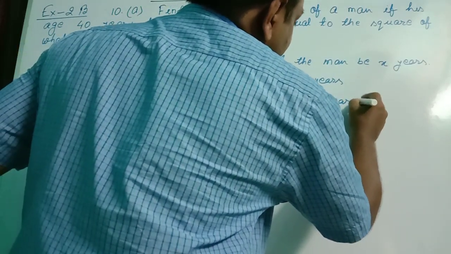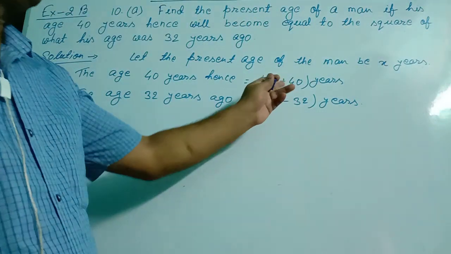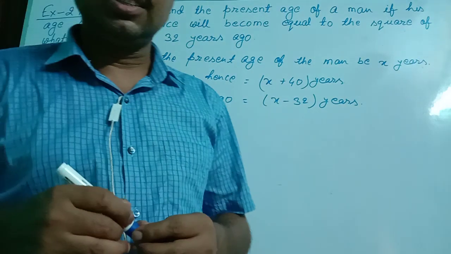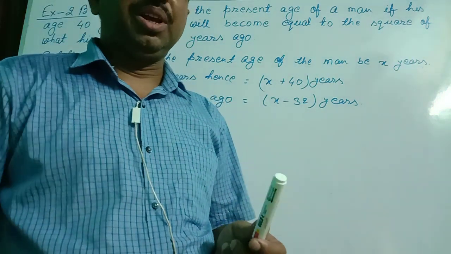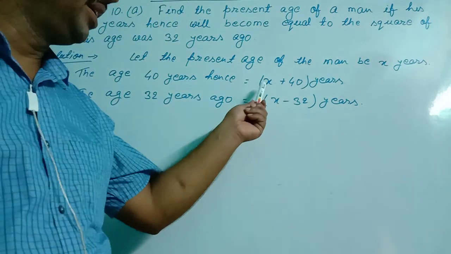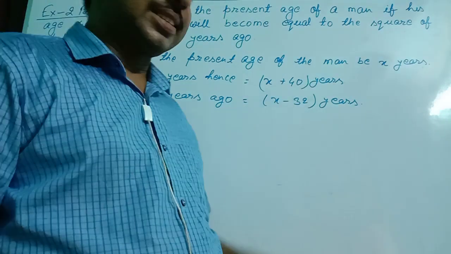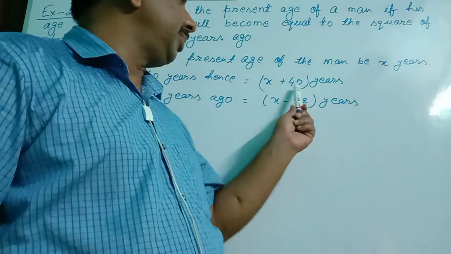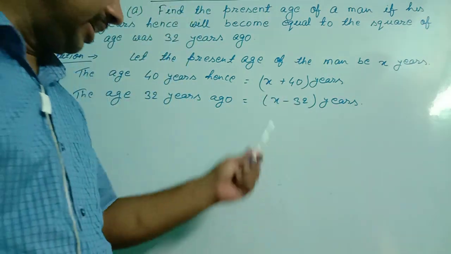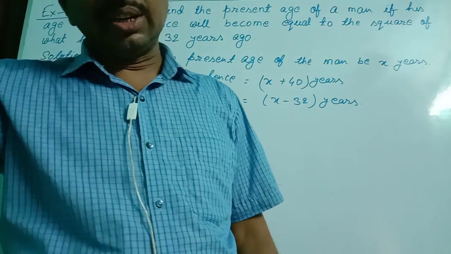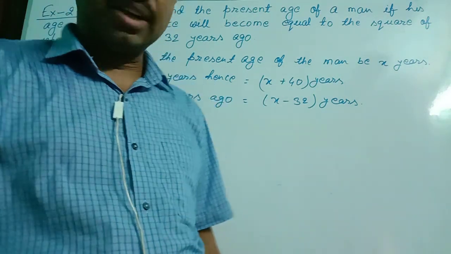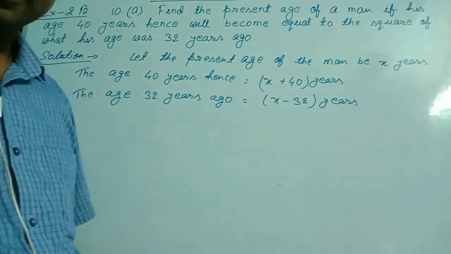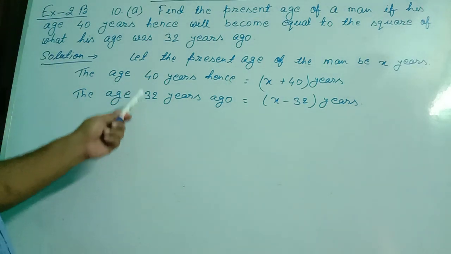You should not have any doubt. After 40 years, that 40 will be added, so the present age is x. Before 32 years, how much was it? That 32 will be subtracted. So this condition I have completed.